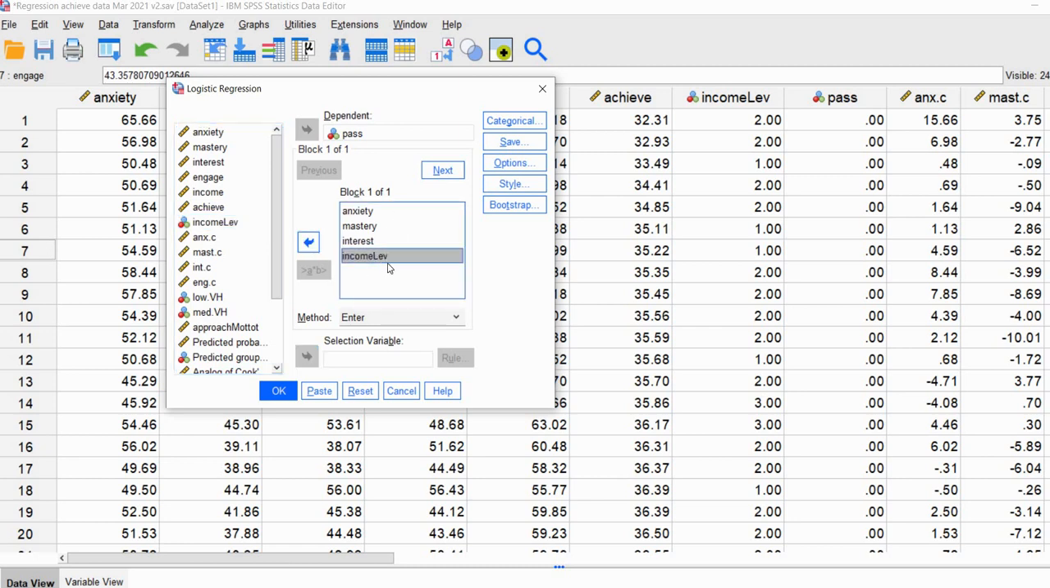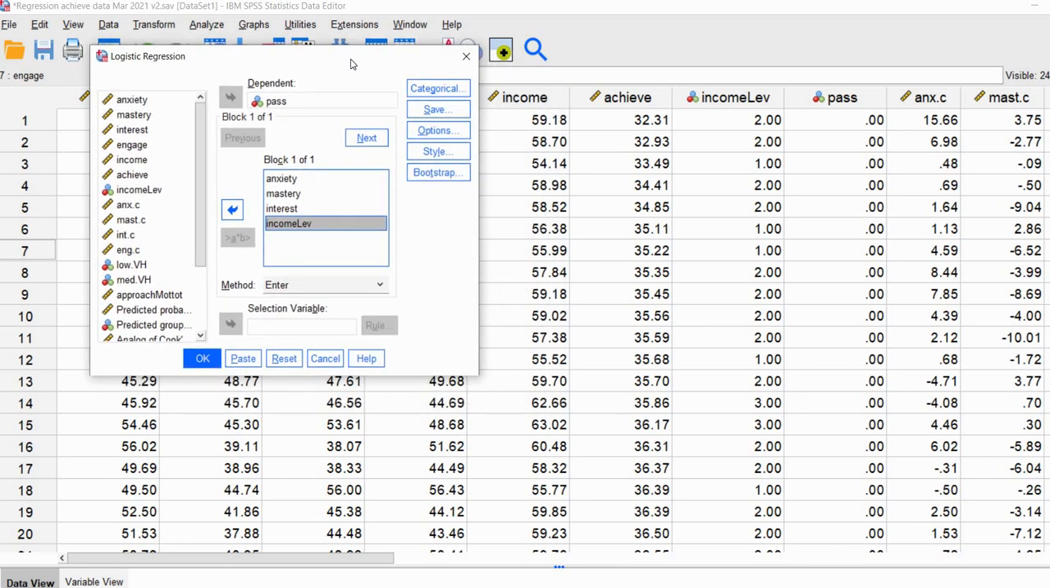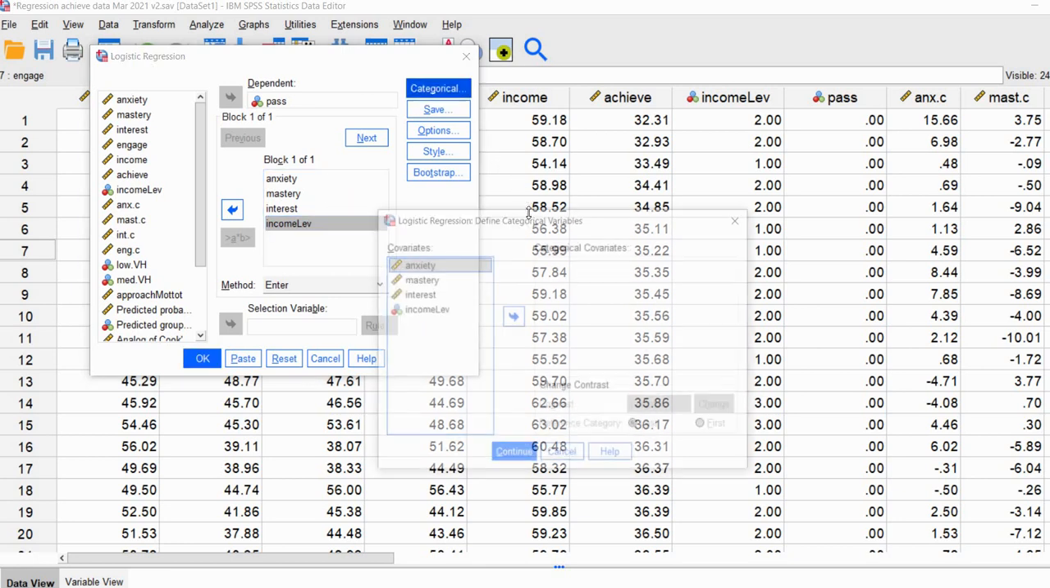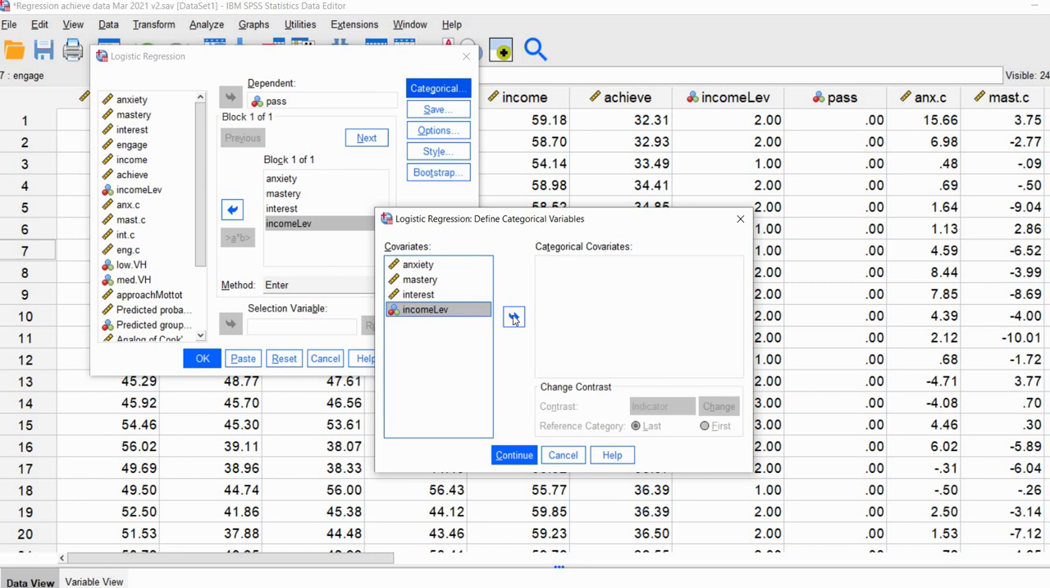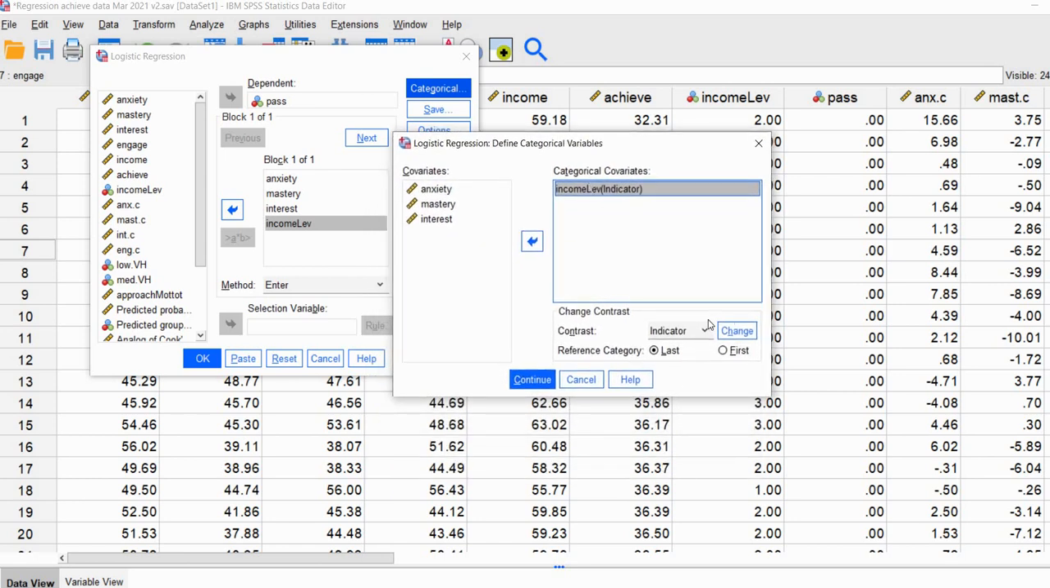And now we need to establish that this is a categorical variable, and we're also going to need to establish a baseline or reference category. To do that, we're going to go under this categorical button right here and move the income level variable over to this categorical covariates box. Down at the bottom it says contrast, it says indicator, and I'm just going to leave that alone. And where it says reference category, I'm going to select first.